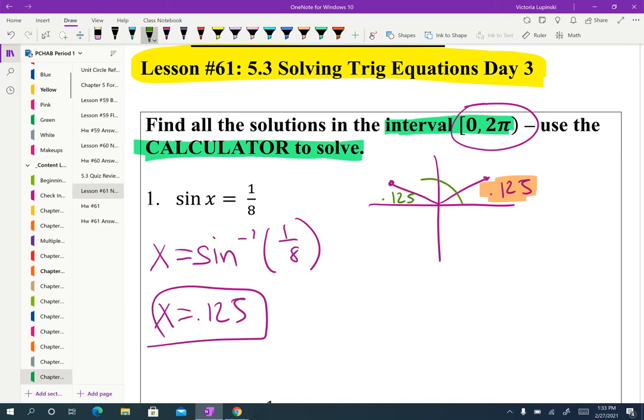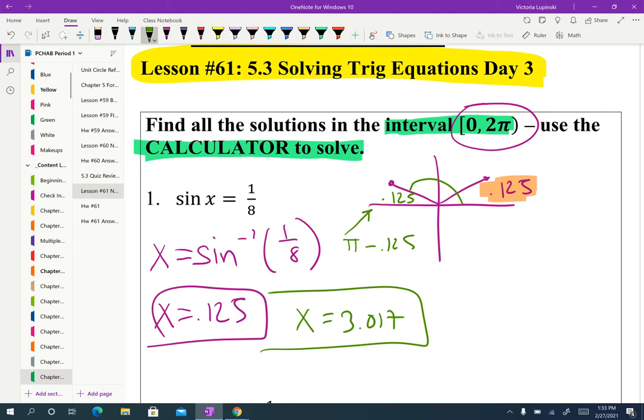If you want to find what this angle is, you would have to take the closest x-axis, which in this case would be pi, and you would have to subtract 0.125. If you go ahead and do that using the calculator, you are going to get an answer of 3.017, and that is going to be your second answer. Again, because they're saying to solve from 0 to 2 pi, that means only once around the circle, which means you have an answer in quadrant 1, you have an answer in quadrant 2, and that's it.